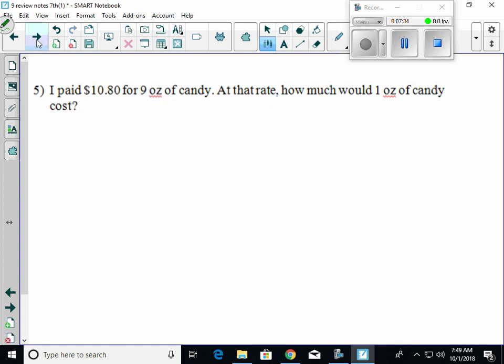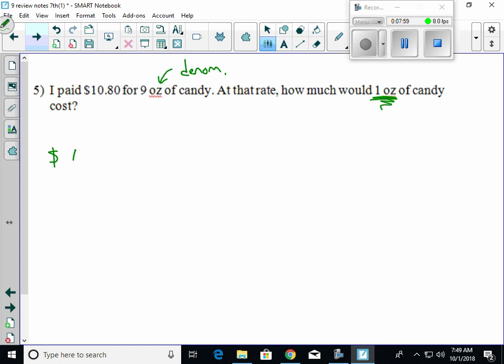Okay, let's look at a couple of unit rate questions. I paid $10.80 for 9 ounces of candy. How much would 1 ounce cost? Now, when I'm doing unit rate, whatever I'm trying to find 1 of, that value has to go in my denominator. So I'm trying to find 1 ounce of candy, so the ounces of candy is going to be my denominator.